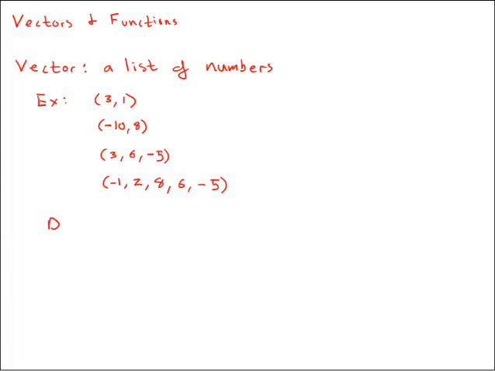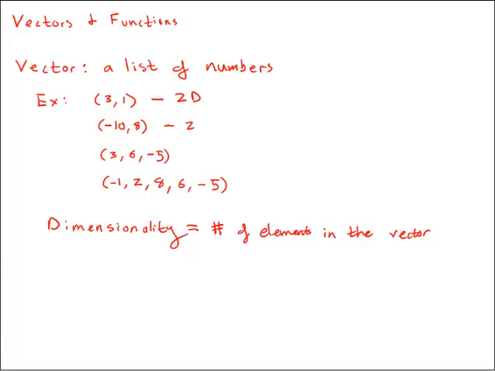The dimensionality of a vector is the number of elements in the vector. Hopefully that doesn't confuse you too much. So what would be the dimensionality of this guy? Well, how many elements are there? 2. So this is a 2D vector. What about this guy? How many elements are there? 2 again. And this guy? This is a 3D vector. And what about this guy? This one is a 5D vector.